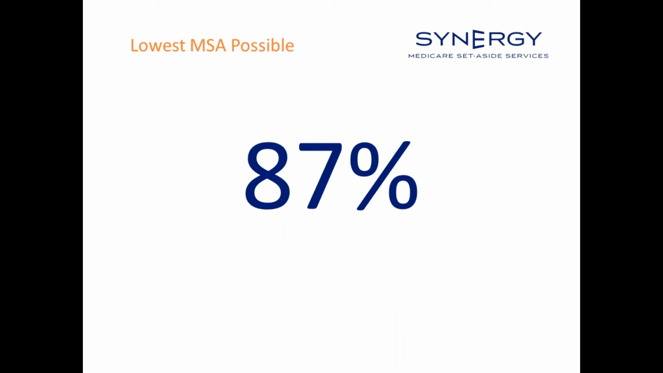87%. This is a real number based on real facts: we were able to drive down the cost of a Medicare set-aside by an average of 87% last year. What that means is, for example, if we had a $100,000 Medicare set-aside, we were able to get that down to about $13,000. That's a huge, huge savings while being compliant with the statute, while making sure you're protected and your client's protected. And those are real dollars that go in your client's pocket.